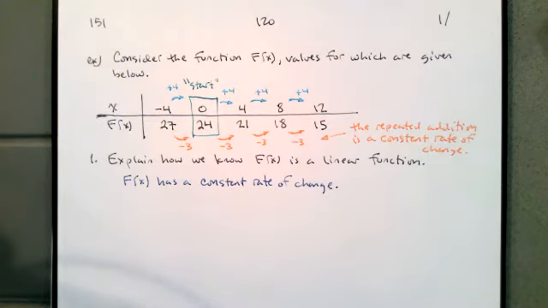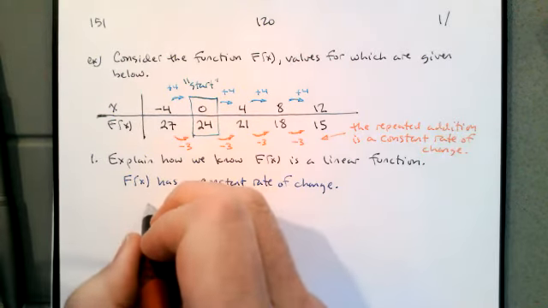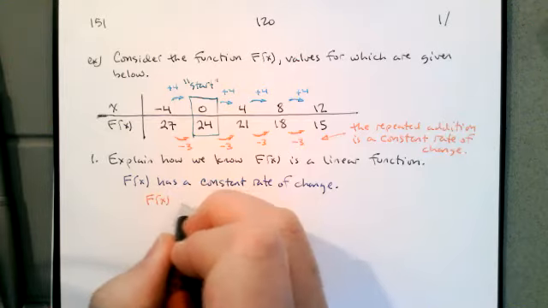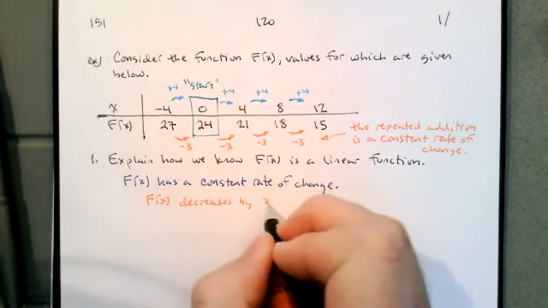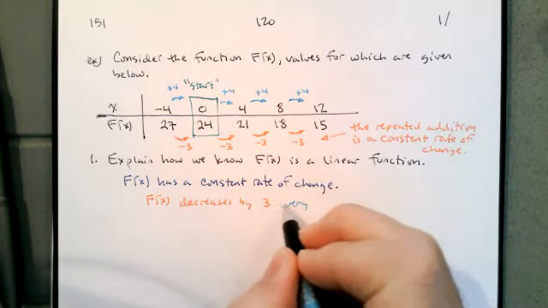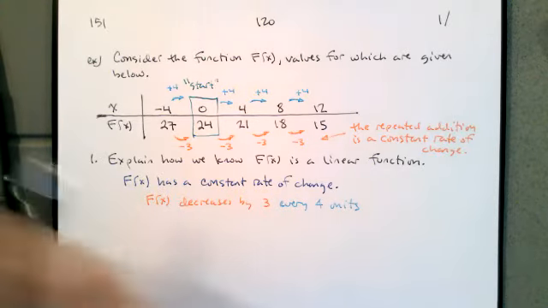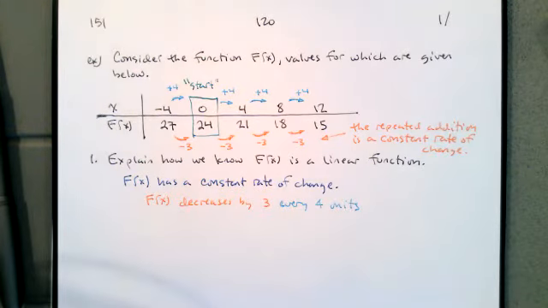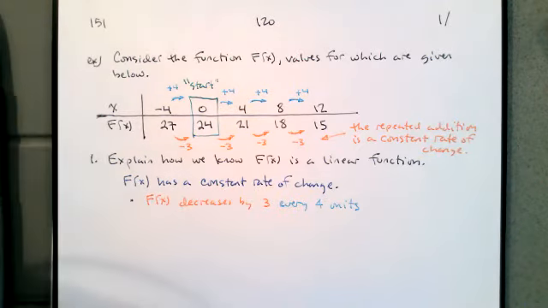To be specific, we would say that f of x decreases by 3 every 4 units. So we can clarify what we mean by saying f of x decreases by 3 every 4 units. We could also combine this information by saying f of x has a slope of negative 3/4.